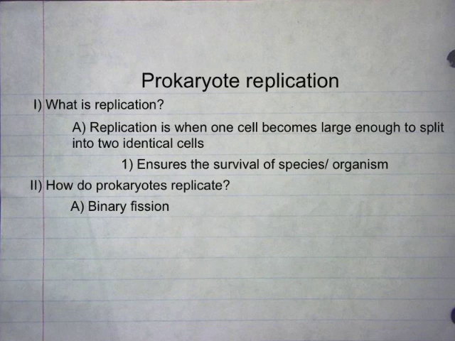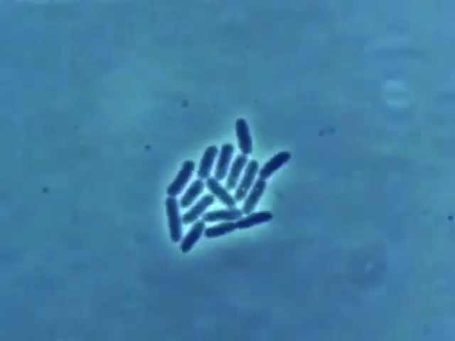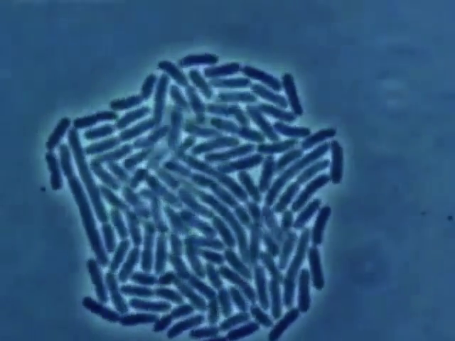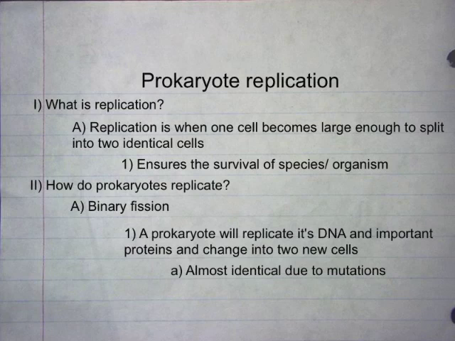How do prokaryotes replicate? Binary fission. All prokaryotes perform binary fission, where one cell will split into two cells. The new cells will be able to split again and again and again, increasing the numbers. Almost all bacteria cells reproduce by binary fission. A prokaryote will replicate its DNA and important proteins and change into two new cells. It's almost identical except for mutations.